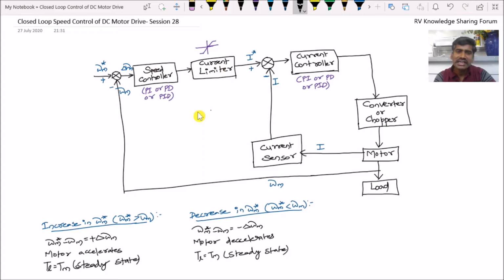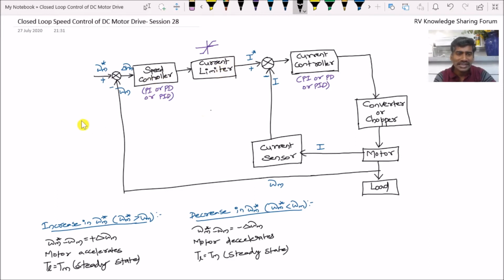Basically, in this closed loop scheme, we have two control loops. One is the outer speed control loop. This one from here forms our outer speed control loop. And along with this current limiter, this current sensor and this motor, this forms the inner current control. So it has two control loops, namely the outer speed control loop and the inner current control loop.